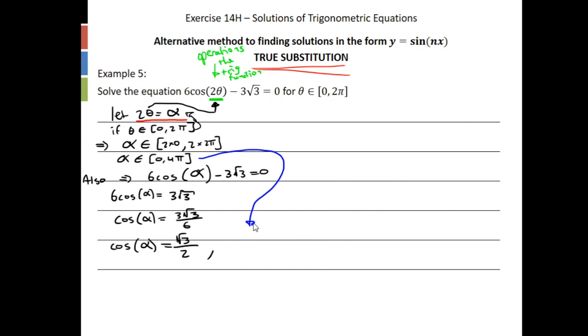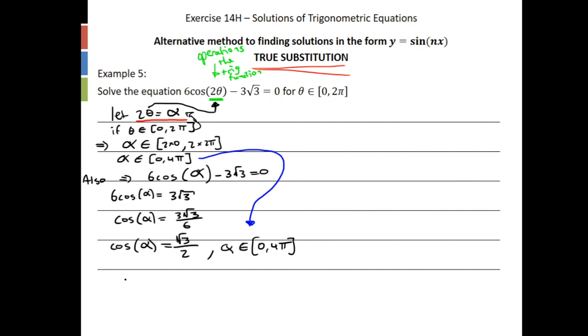And we can take this down here, we have our corrected domain, or our working domain. We could use the same title as the previous method, where alpha needs to be an element between 0 and 4 pi. So we now just need to solve cos of alpha is equal to root 3 on 2, where alpha is between 0 and 4 pi.